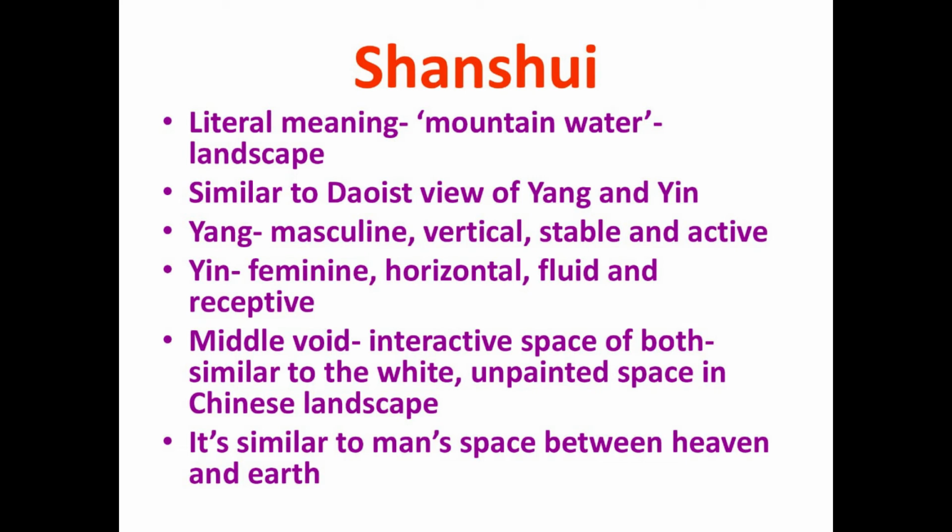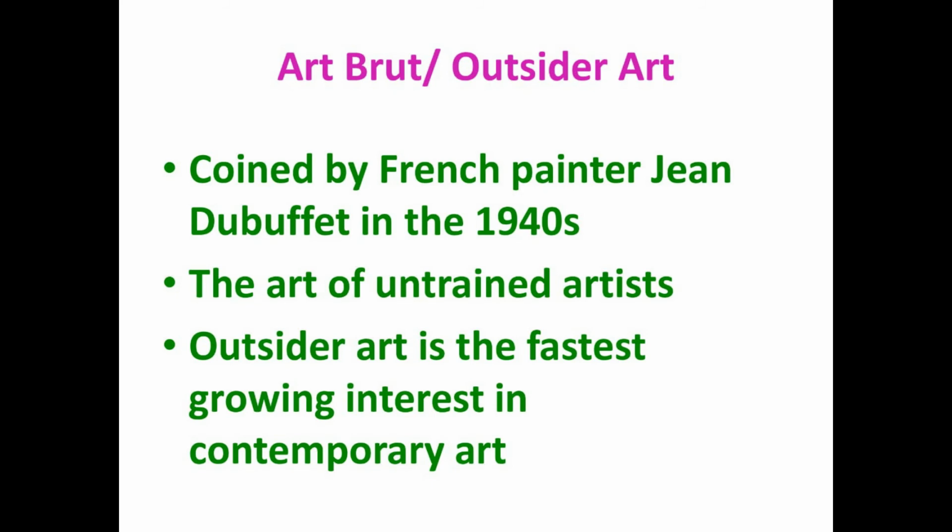The next concept we'll discuss is art brut or outsider art. The term was coined by the French painter Jean Dubuffet in the 1940s. It refers to the raw art, or the art of those who have no right to be artists: the untrained artists, the artists who have received no formal training yet show talent and artistic insight. And in contemporary art, outsider art is the fastest growing interest in the world.